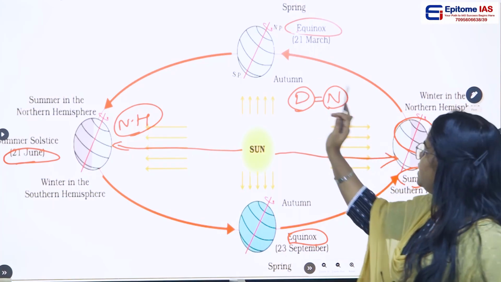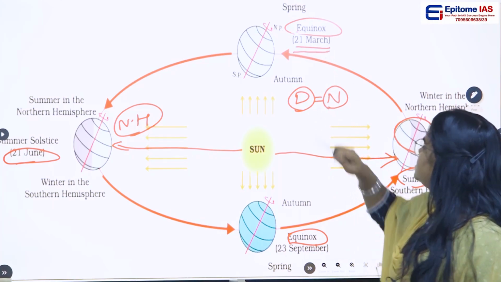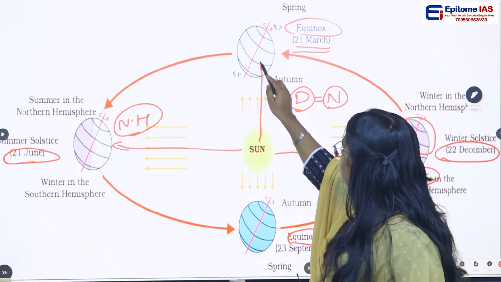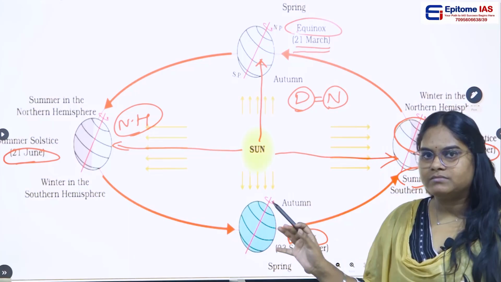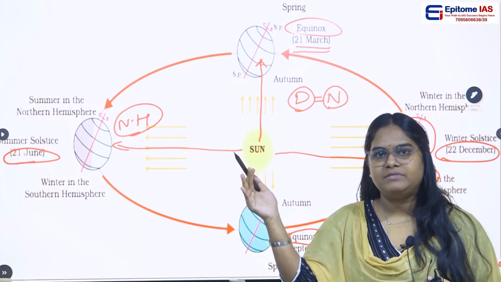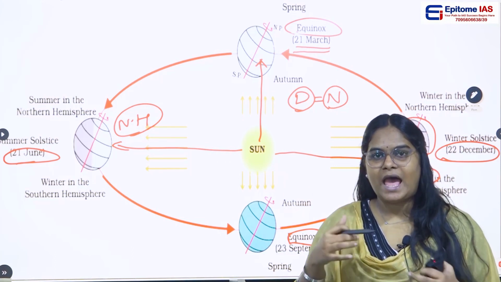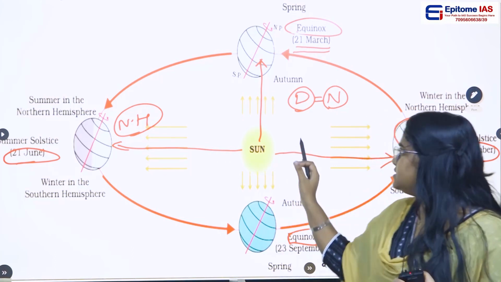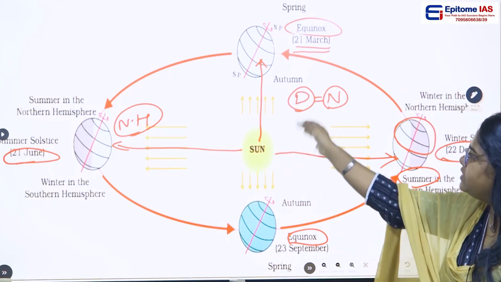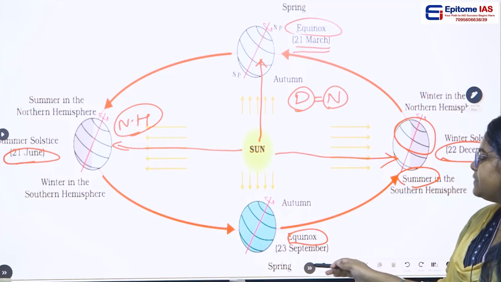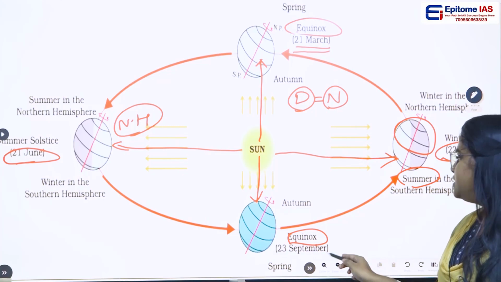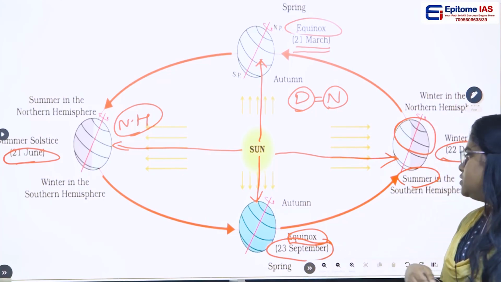The spring equinox happens on 21st March. The direct sun rays fall on the equator, so both the northern hemisphere and the southern hemisphere have equal distribution of sunlight. Here the day and night are equal in both hemispheres. The same thing happens in the autumn equinox, which happens on 23rd September. So what happens?